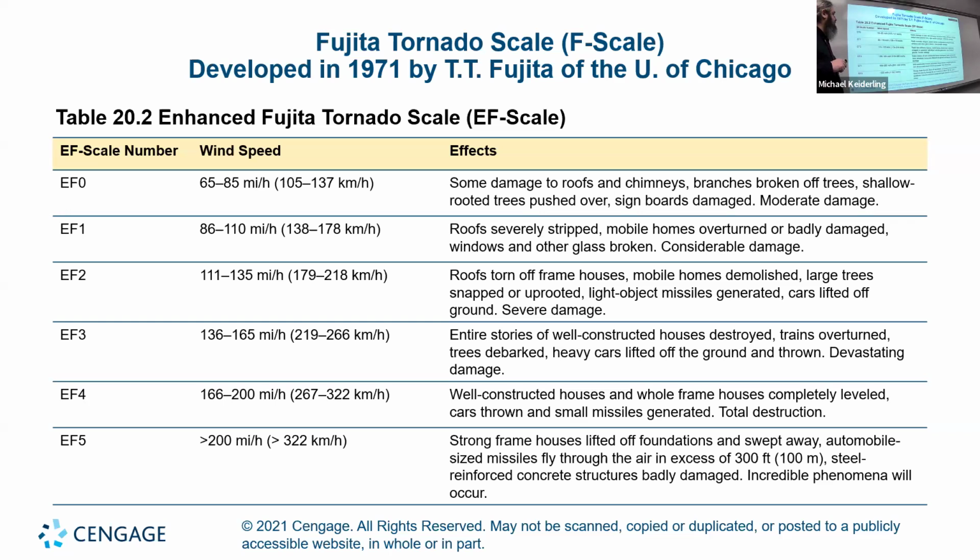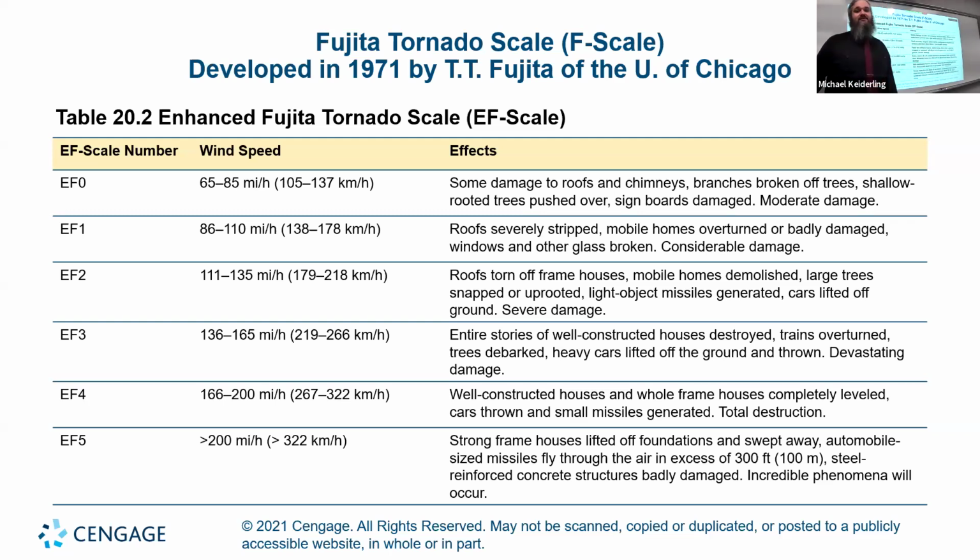So the EF0 is wind speeds of 65 to 85 miles per hour. You get some damage to roofs and chimneys, branches broken off trees, shallow rooted trees pushed over, signboards damaged. This is moderate damage. EF1 is 86 to 110 miles per hour. You get roofs severely stripped, mobile homes overturned or badly damaged, windows and other glass are broken. This is considerable damage. EF2 is 111 to 135 miles an hour.